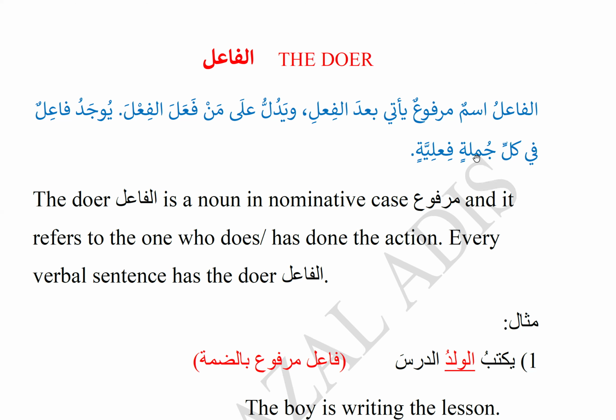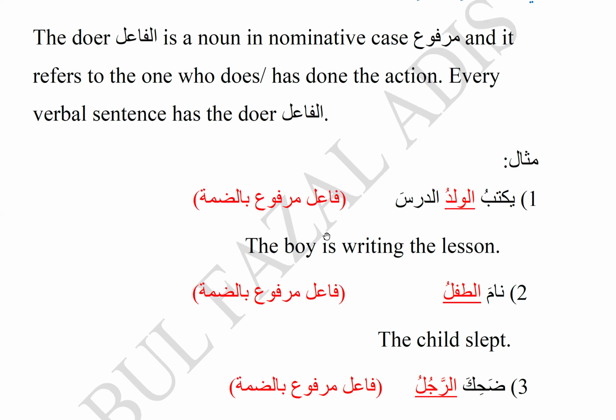يوجد فاعل في كل جملة فعلية, and the fa'il is present in every verbal sentence. You can't have a verbal sentence without the fa'il. It is an umdah, which is a pillar. Fi'l and fa'il are a must for a jumla fi'liya. So for example, يكتب الولد الدرس, the boy is writing the lesson. الولد is a fa'il مرفوع بالضمة. As we said, مرفوع means the main sign is dhamma, as you can see the dhamma at the end.